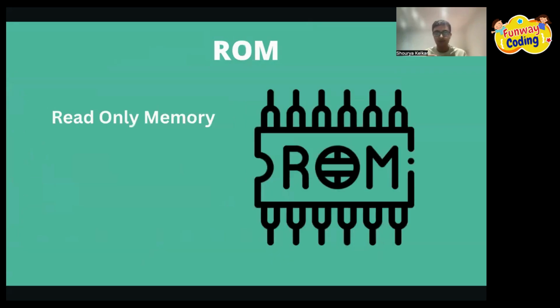Then we have ROM. ROM is read-only memory. Data on ROM can only be read and not written to, so it cannot be changed. So data like the OS, your computer OS, let's say Apple OS or maybe Windows, is stored on ROM. Also stored is the BIOS, which is needed to start up the computer.